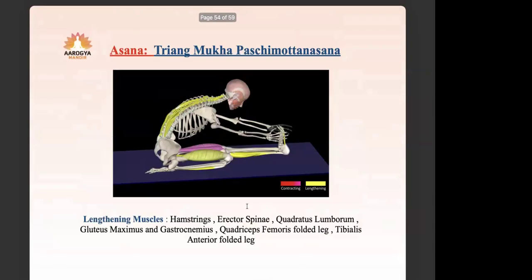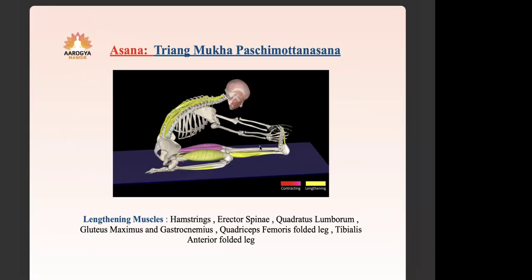Now coming to a very less practiced posture, which is Triang Mukha Paschimottanasana. Here one leg is folded laterally, externally, and another leg is straight. What happens in this scenario? If you see the folded leg, you find stretching of the quadriceps and the tibialis anterior over here.